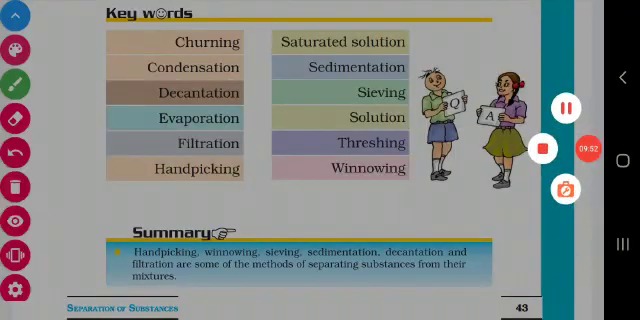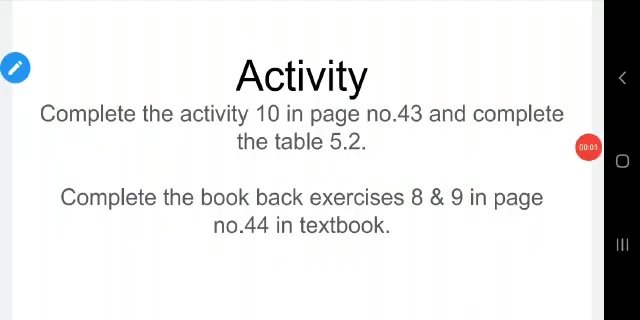Okay children. Dear children, your activity for this class is: complete activity 10 on page number 43 and complete the table 5.2. Then complete the book back exercises 8 and 9 on page number 44 in the textbook. Write neatly in your pencil and submit to your class teacher.